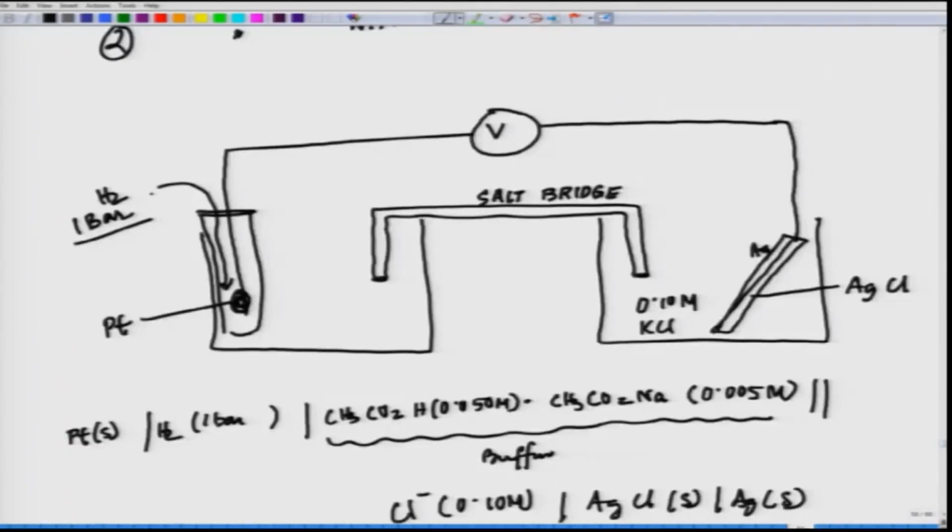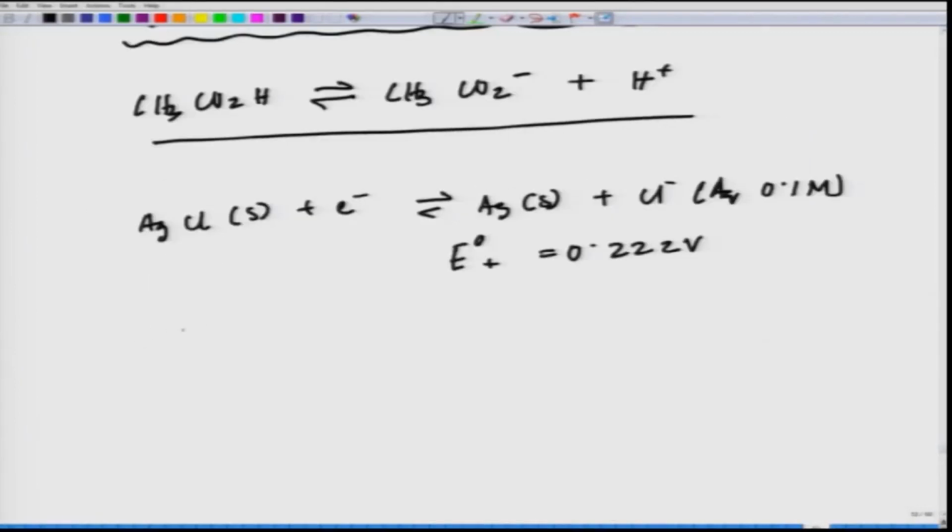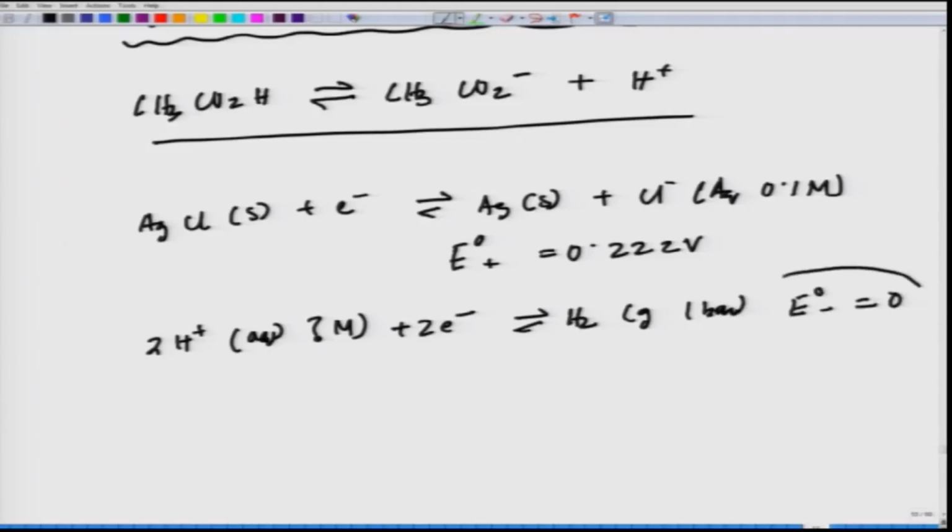So what you are observing is hydrogen bubbling, and the only element we find in the 0 oxidation state is hydrogen. And we also realize that every aqueous solution contains H plus. Therefore, hydrogen is present in the 0 oxidation state, and the half reaction of the left hand side can be written as 2H plus aqueous, we do not know how much is the molarity, plus 2 electron, giving rise to hydrogen gas at 1 bar, and E0 negative is equal to 0. This is what we are assuming.